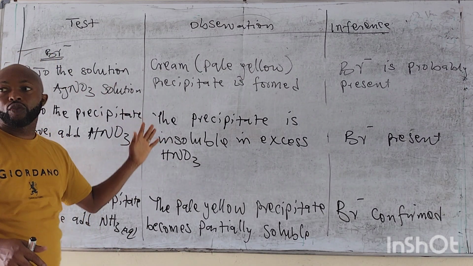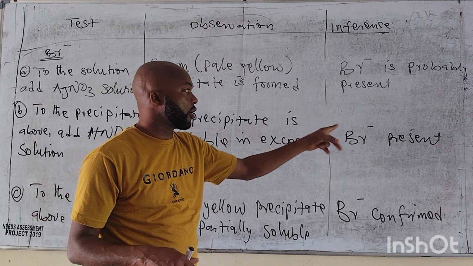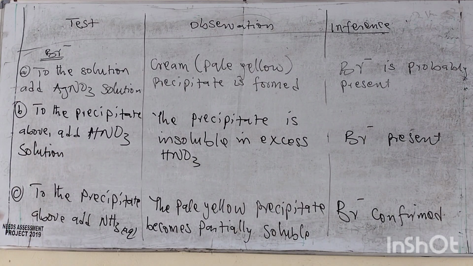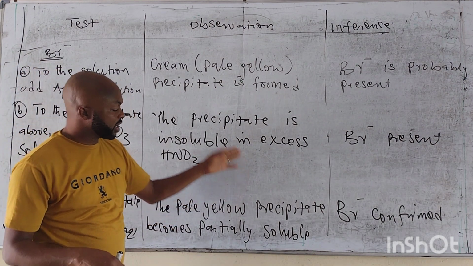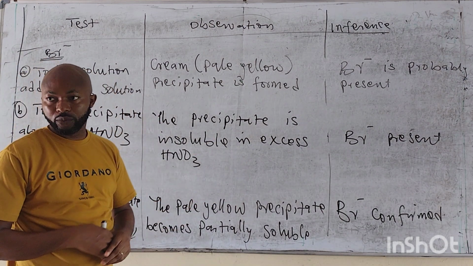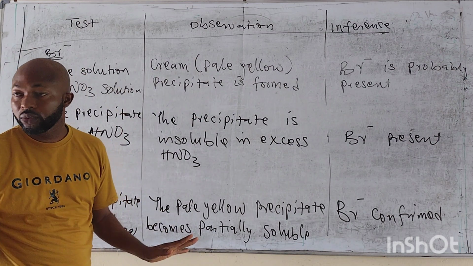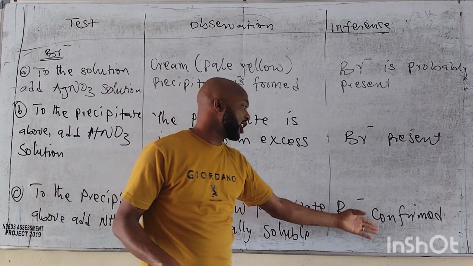Alright, the chlorine too was also insoluble. So the bromide anion is present. The other one was chlorine, confirmed. So now, to the precipitate above, we add ammonia solution. We have the pale yellow precipitate becoming partially soluble. In that of chlorine it was soluble. The bromine is partially soluble. So we say bromine confirmed.